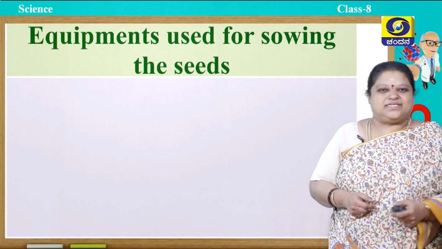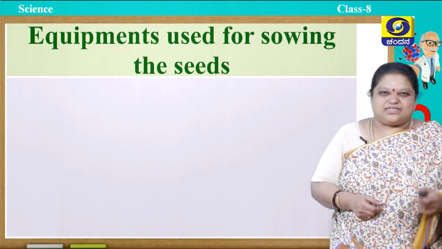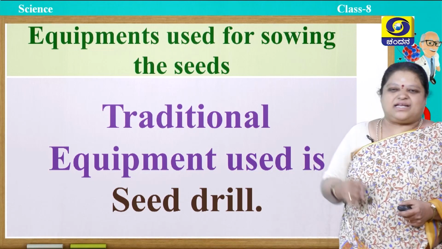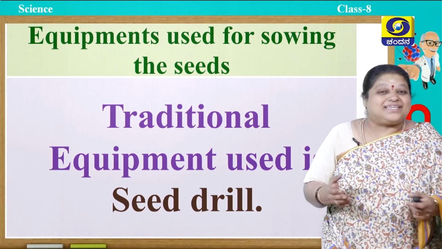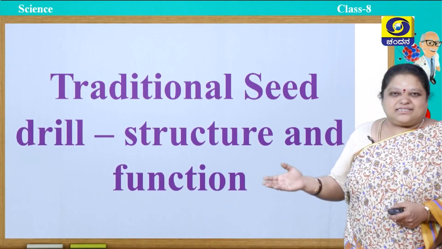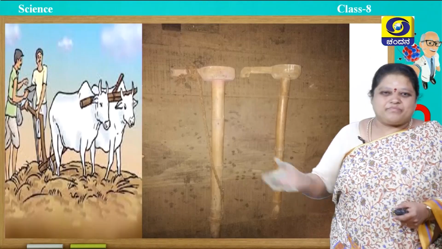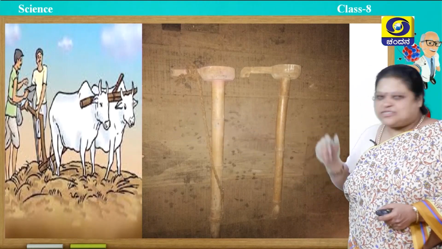Now next we will see some equipments used for sowing the seeds. So usually the traditional equipment used in sowing the seed is a seed drill. So let us see how it is. So let us see the structure and also the function of the traditional seed drill. You can see here the other side the person is holding the seed drill. Here you can see the picture of seed drill.